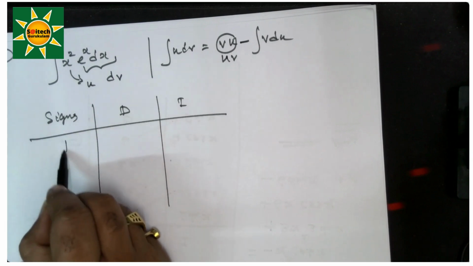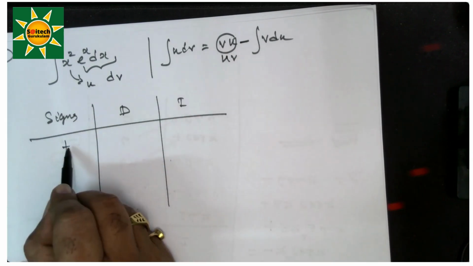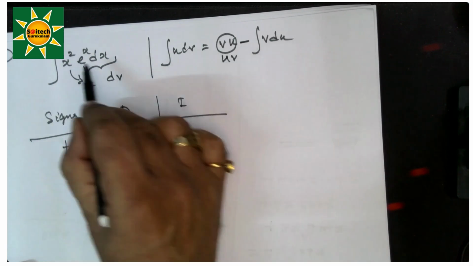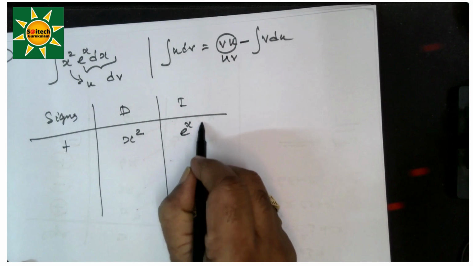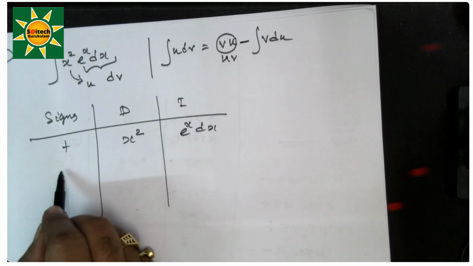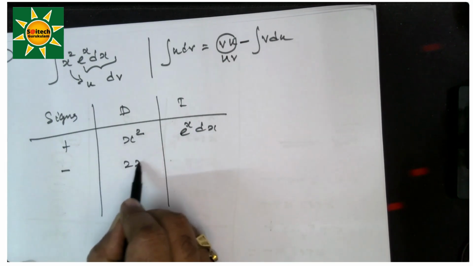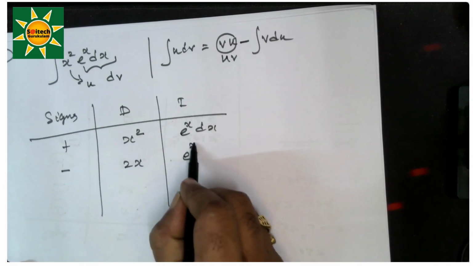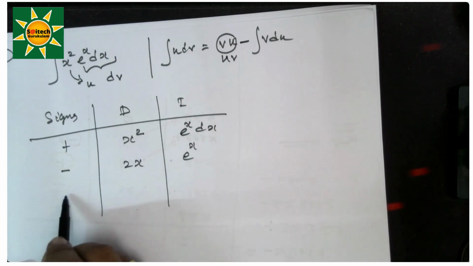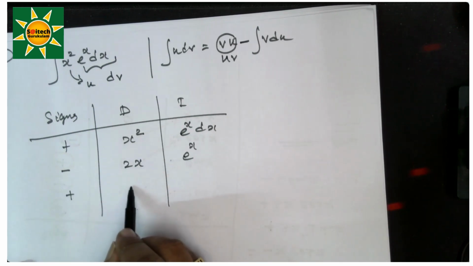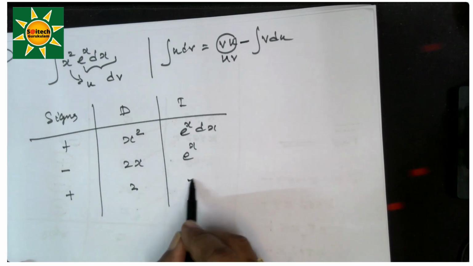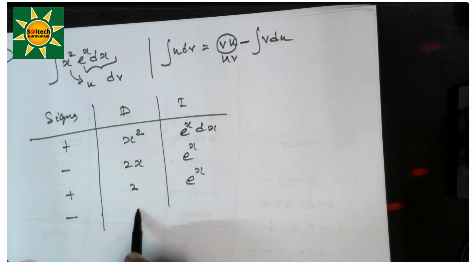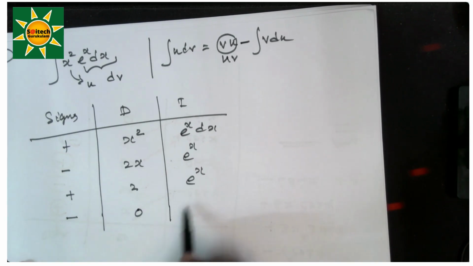Okay, so start with plus, and plus, what is the u value? x squared, and what is the dv function? e power x dx. Okay, now let us proceed. Minus, this is 2x. What about this? This is e power x. Okay, and plus, and this becomes 2. Here again e power x, minus, and this becomes 0. Okay, so you cannot proceed.